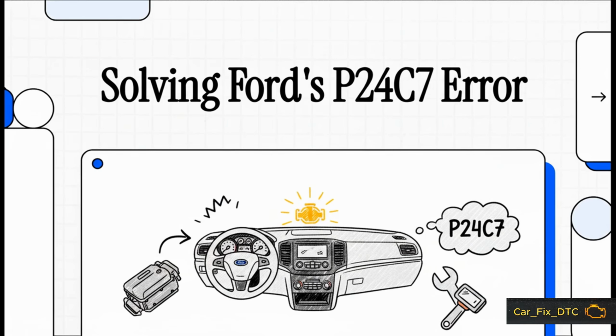You know the feeling. You're just driving along, everything seems perfectly fine, and then, bam, there it is, the dreaded check engine light. It's so frustrating, a little bit worrying, and it always seems to show up at the worst possible time. Well, if you're a Ford owner and you're staring at the code P24C7, you are in exactly the right place. We are going to figure this out together.